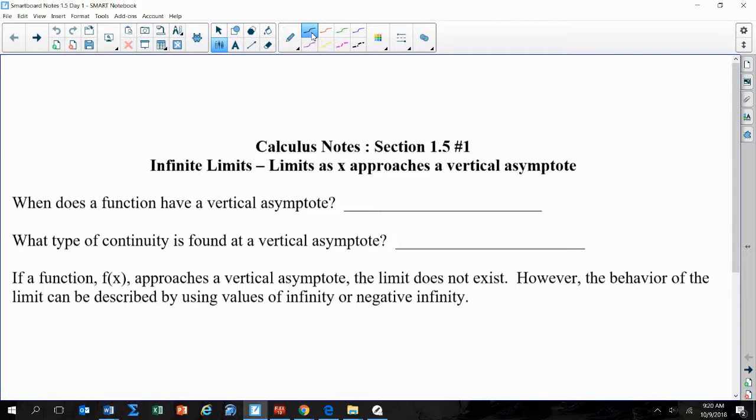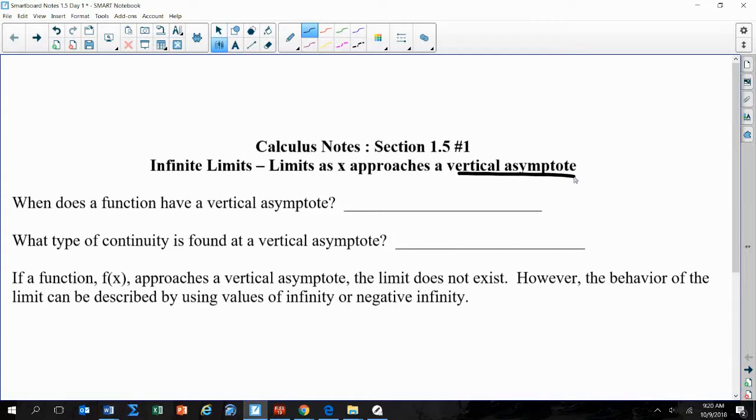So in section 1.5, what I do is I'm teaching you an algebraic way to get whether the right and left hand limits are going to infinity or negative infinity without using your calculator. So that's the whole purpose of section 1.5, day 1. We're going to be looking at limits as x approaches a vertical asymptote.